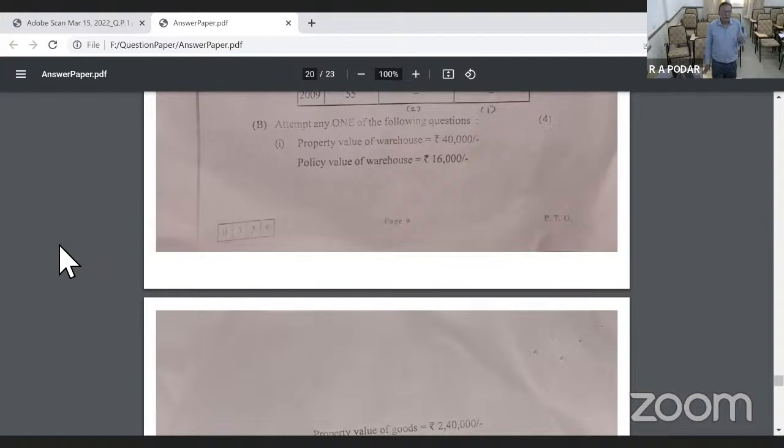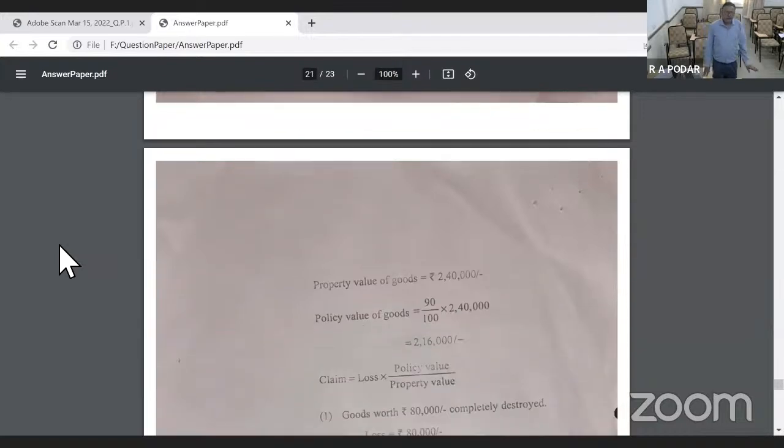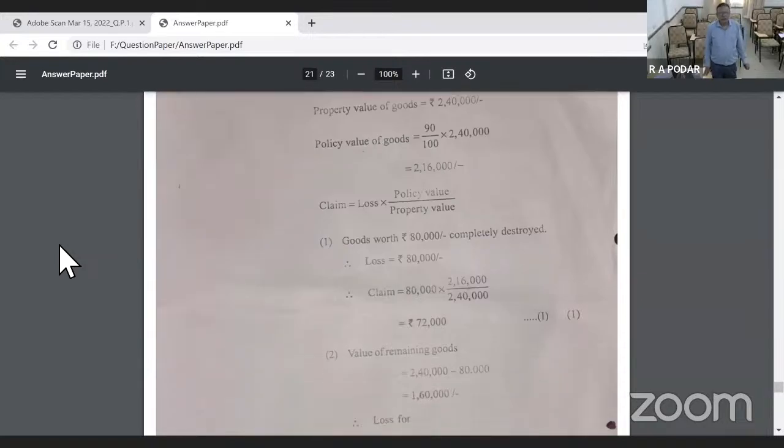warehouse question was there. So property value you have to find on policy value. Then from the policy value you have to do the question in 3 parts. So see here, property value of the goods is 2,40,000 and policy value is 90%. So 2,16,000. And so the claim formula for claim, 3 times you have to apply. For 80%, goods worth 80,000 were completely destroyed, so the loss is 80,000. So claim you will get 72,000, 1 mark.